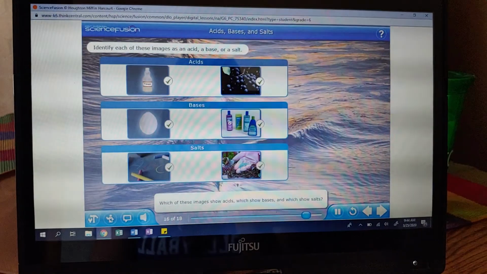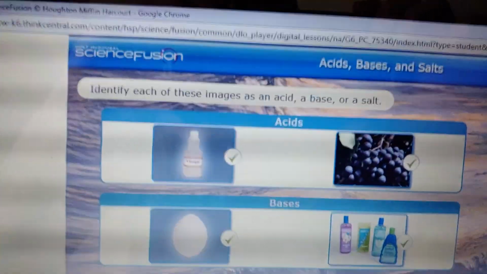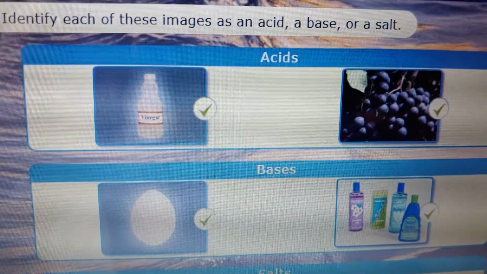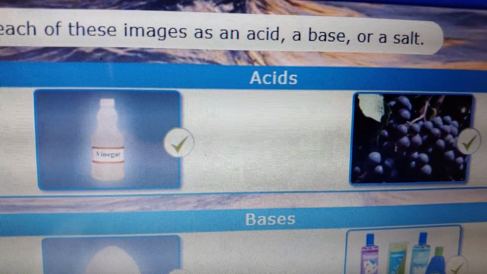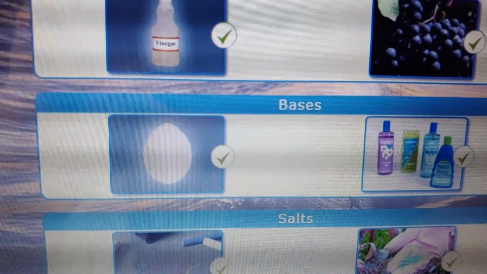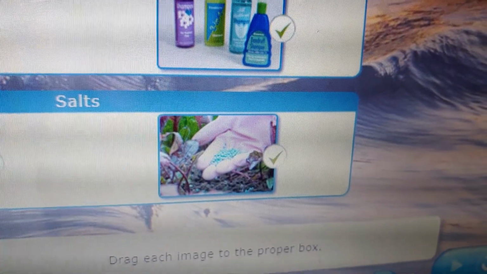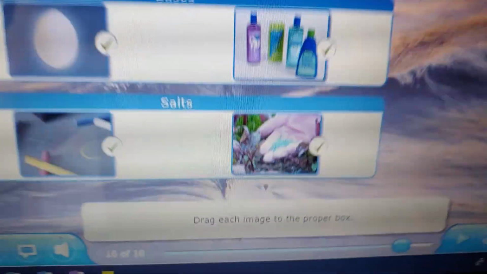Which of these images show acids, which show bases, and which show salts? Drag each image to the proper box. Vinegar, fruit, egg, shampoo, chalk, and salt.